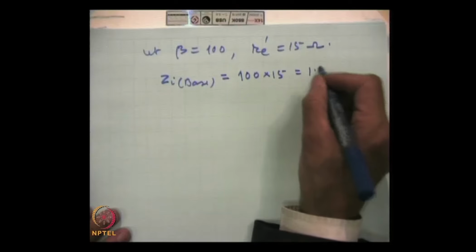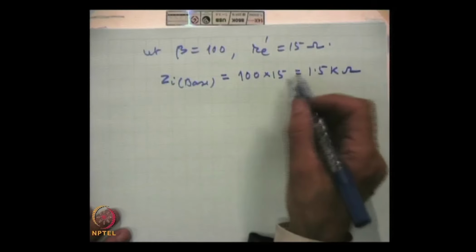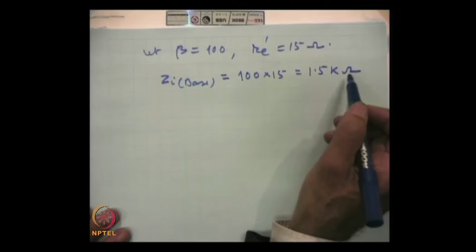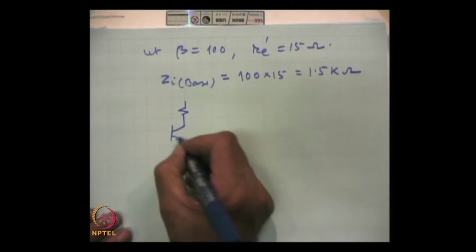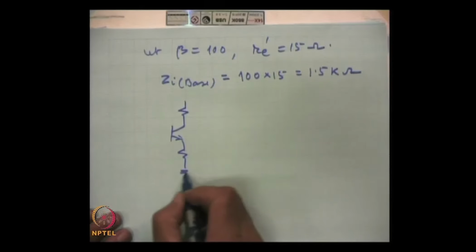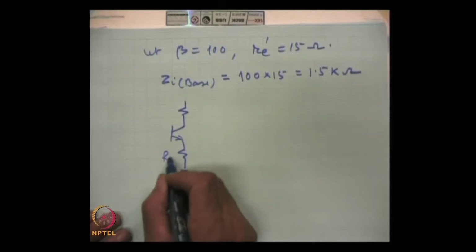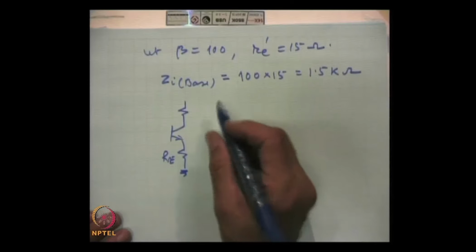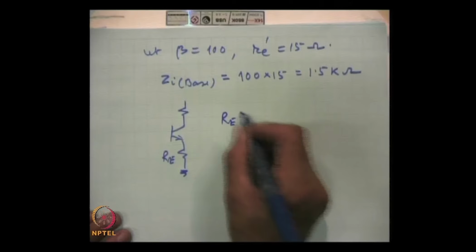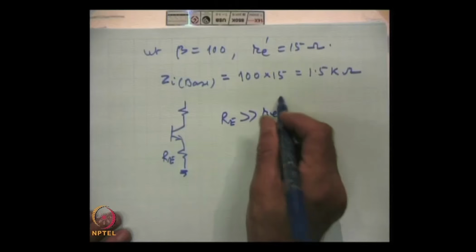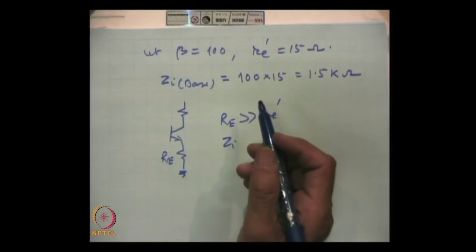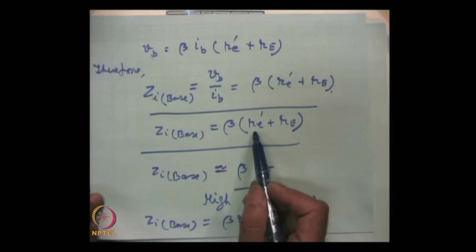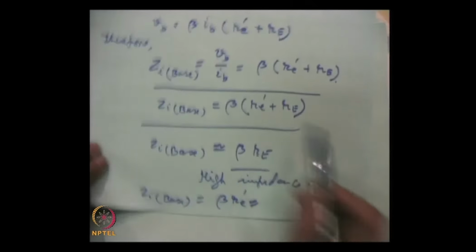So, it becomes 1.5 kilo ohms, but it is temperature sensitive, and if we swamp that, then the case is this, where this is R e. Then R e being normally very large as compared to this Z I base, in this expression we neglect this and it becomes this one.